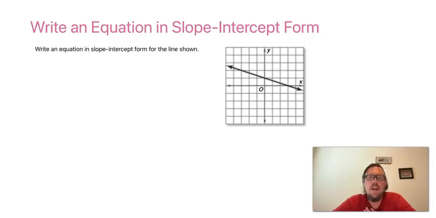Let's see how we can take a graph that has already been created and find what the equation would be in slope-intercept form. So, as you know, in order to write an equation in slope-intercept form, the two things that we need are the slope and the y-intercept. So those are the two pieces of information that we're hunting for. And the y-intercept, of course, is the easiest to find.